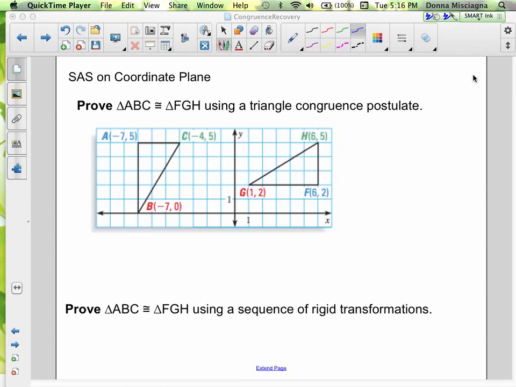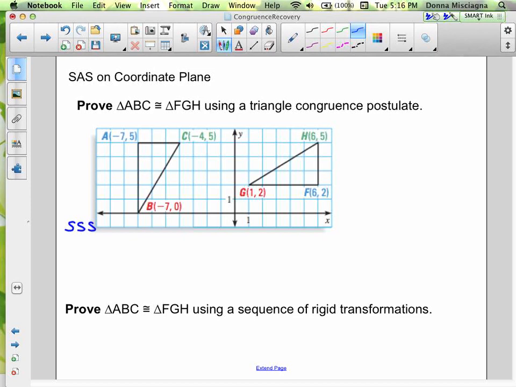So we need to gather up some information here. Let's first prove it using side, side, side. And actually, we'll only take one more step, really, to prove it using side angle side. All right, so if we use side, side, side, that means we need to know the lengths of all three sides. Well, two of the sides in each triangle are pretty easy, right? Because they're horizontal and vertical lines, and our scale is 1.